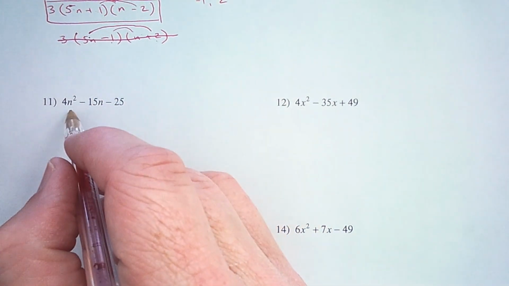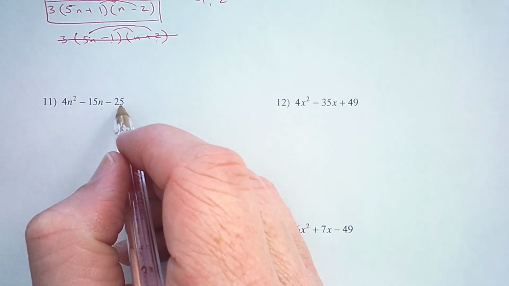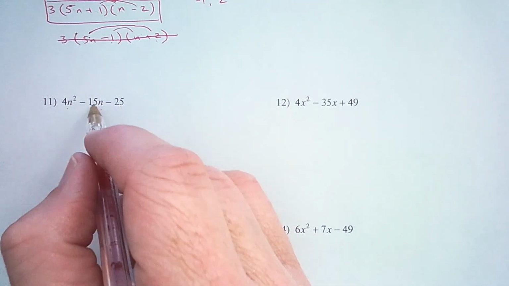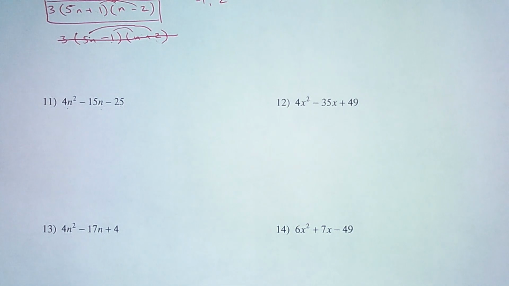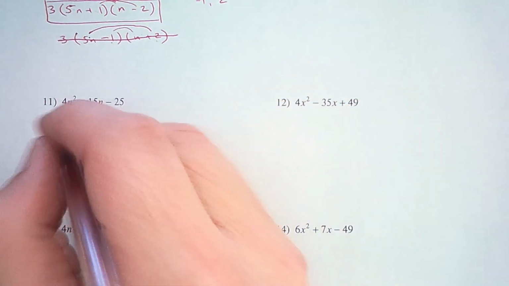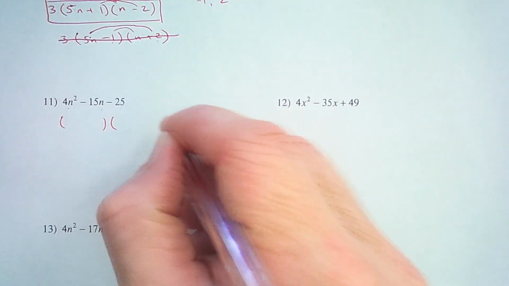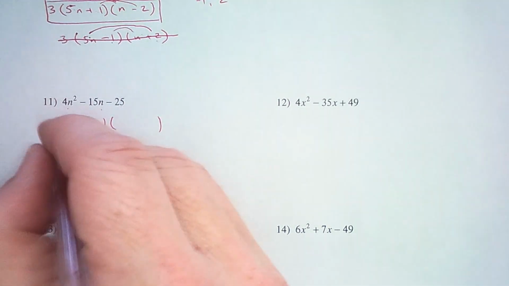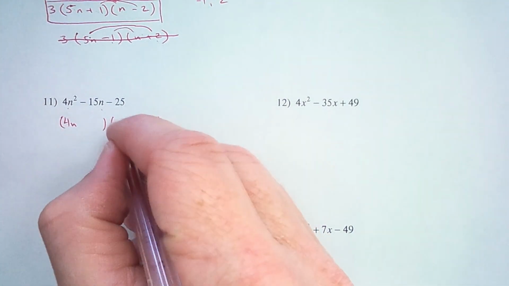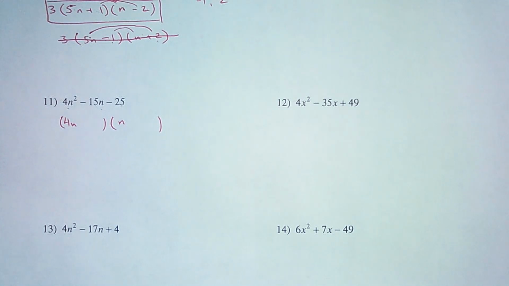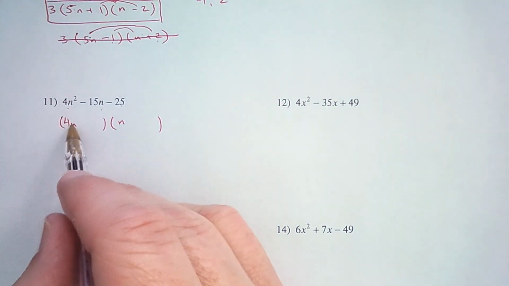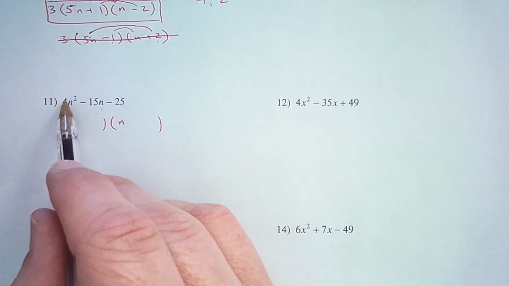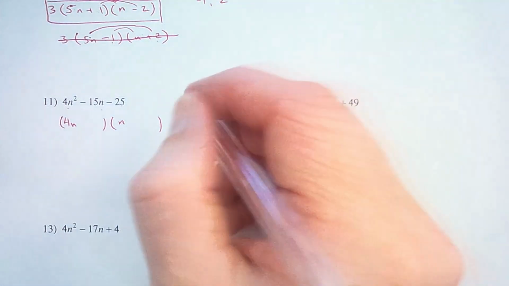Okay, so here we have 4n squared minus 15n minus 25. There is no greatest common factor other than 1, so there's nothing I can pull out like I pulled out this 3 here. So when I factor, I've got a couple options. I could have 4n and n, and we'll try that, and if nothing else works, then it's going to be 2n and 2n, because those are the two ways to make 4.